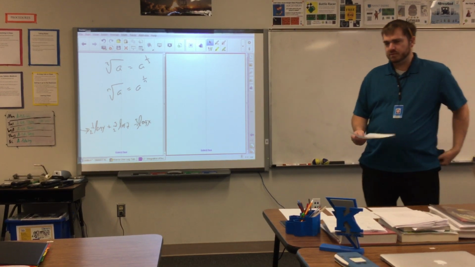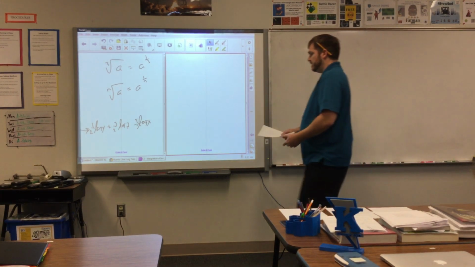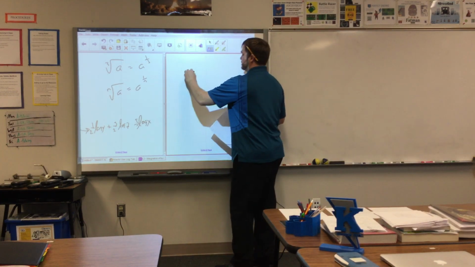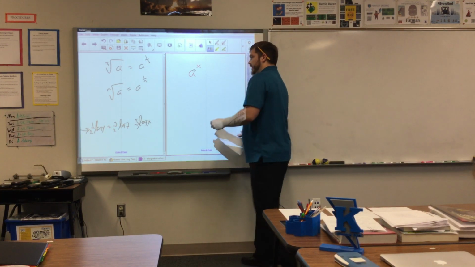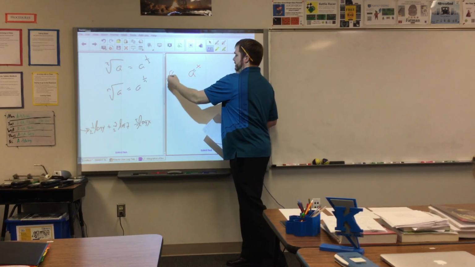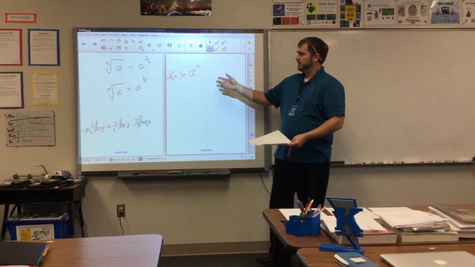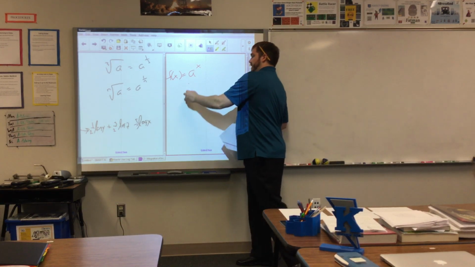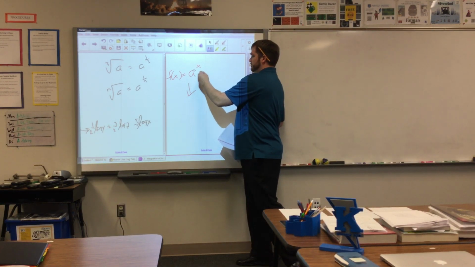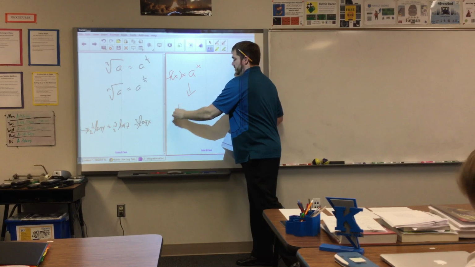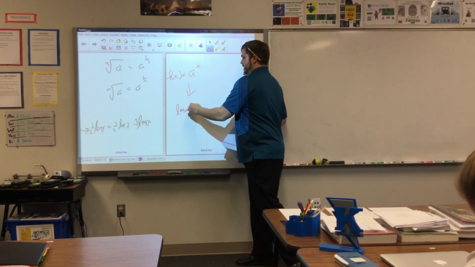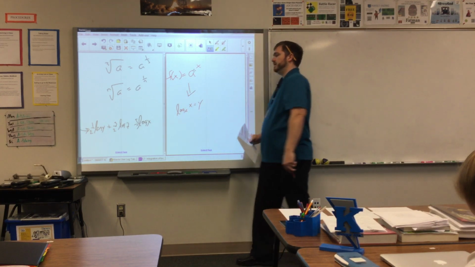So let's see. We talked about exponents, exponential functions. You don't need to write this down. This is me, I like to talk and draw while I'm talking here. We've talked about how to convert that to logarithm. So that would be like log base a of x equals y, since f of x is y.